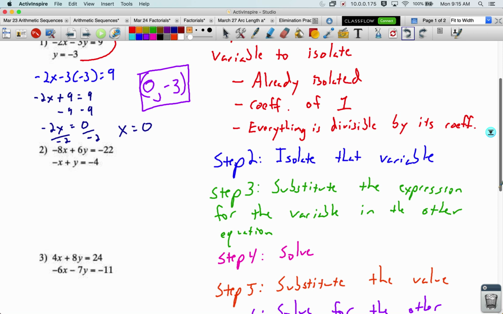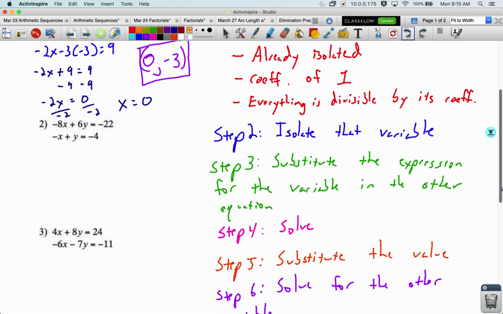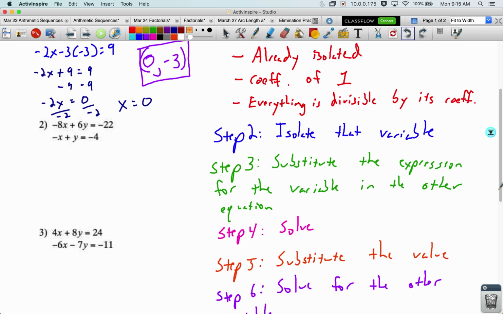Next one's not going to be so easy, but this still isn't the most difficult case. We're looking for an easy variable to isolate. Well, this y right here already has a coefficient of 1. So that makes that y an easy one to isolate. So to isolate it, I need to move things away from it. So I'm going to add x to both sides. And since it's our bottom equation, we can just start our work right here. And I get the equation y equals x minus 4.